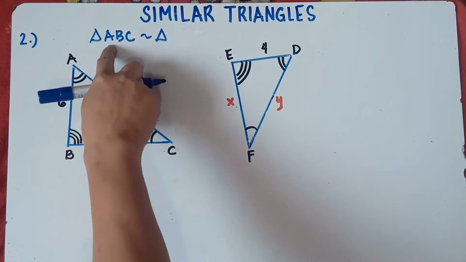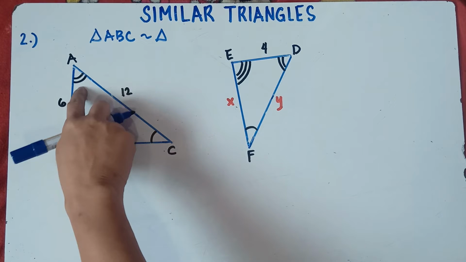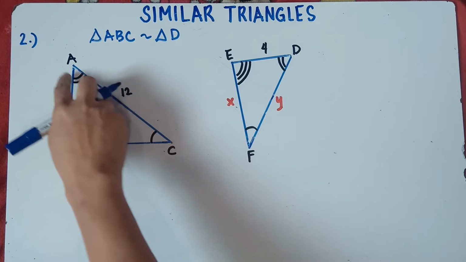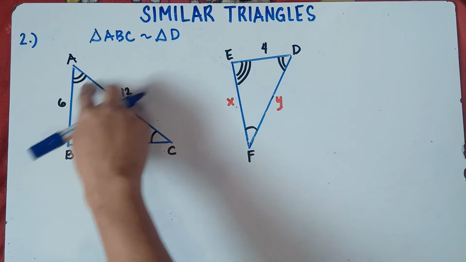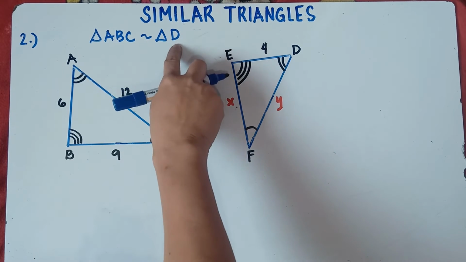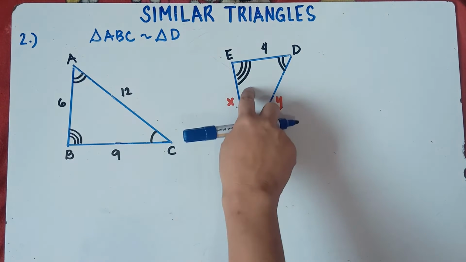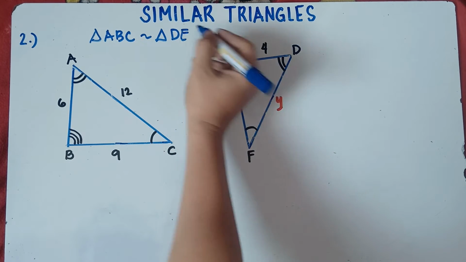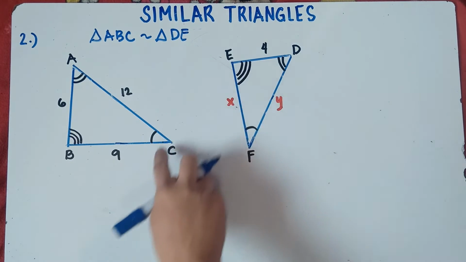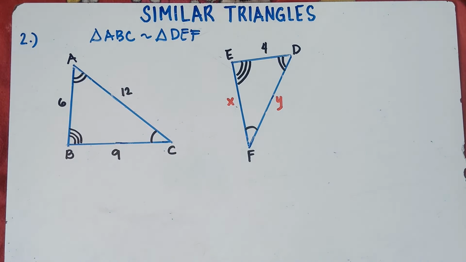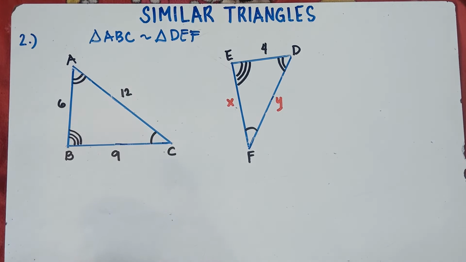So once again, angle A has 2 markings, so it should be angle D. So check the markings, class. You start with angle A, which has 2 markings. Therefore, you start with angle D. And then B, check the markings, 3 markings. So that would be B corresponds to angle E, and angle C corresponds to angle F. So triangle ABC is similar to triangle DEF. So always be careful, class, in reading the triangles.